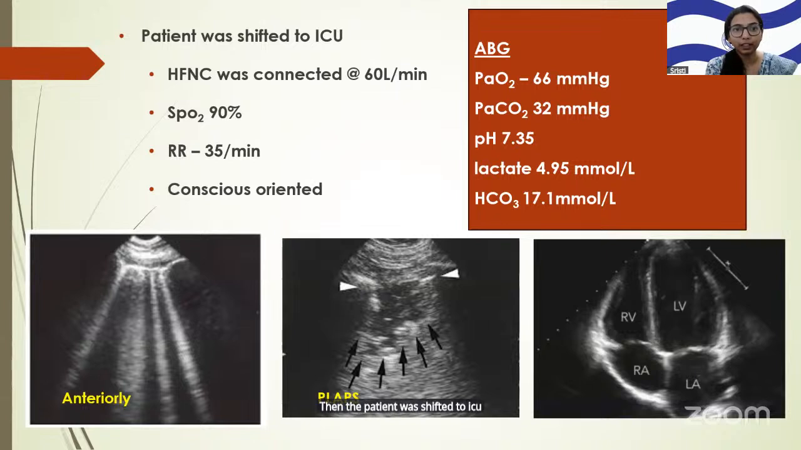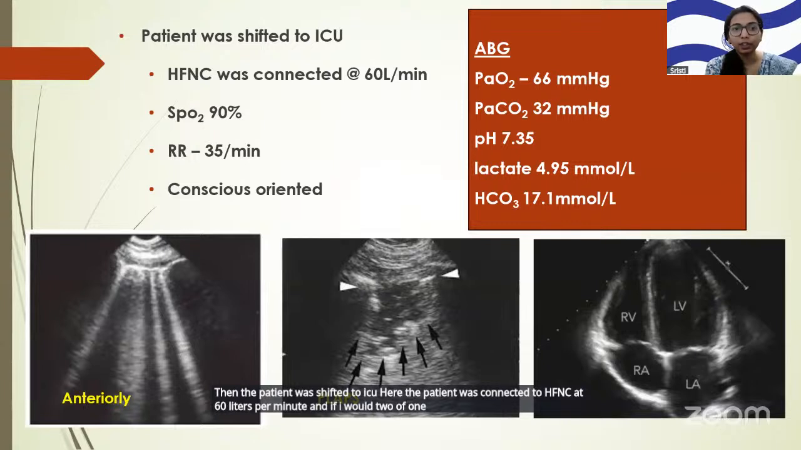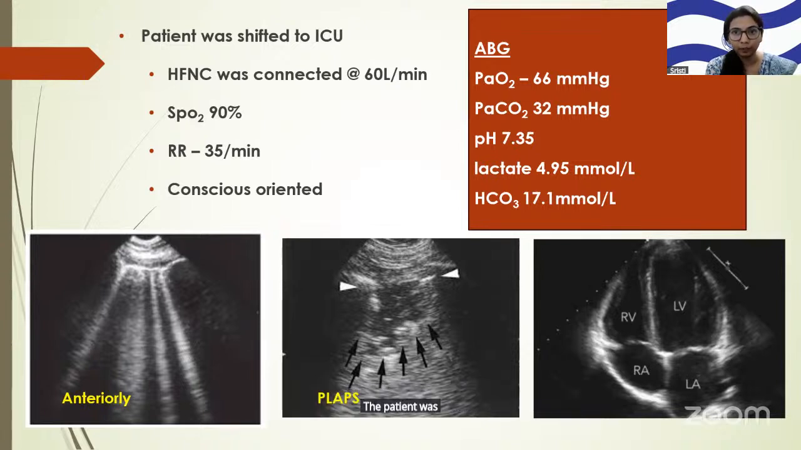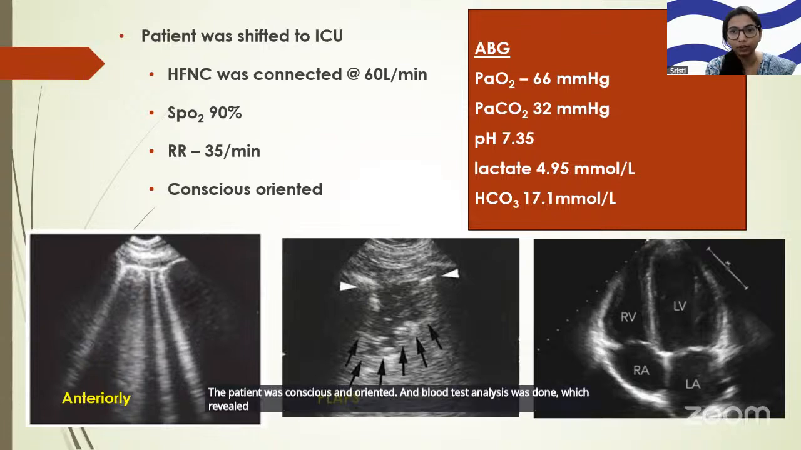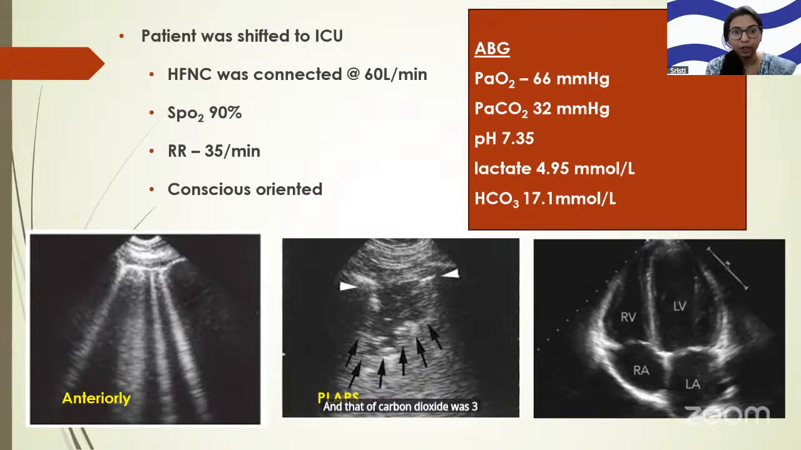Here the patient was connected to HFNC at 60 liters per minute and FiO2 of 1. The saturation improved to 90% and the respiratory rate to 35 breaths per minute. The patient was conscious and oriented. And blood gas analysis was done, which revealed the partial pressure of oxygen to be 66 millimeters of mercury, and that of carbon dioxide was 32 millimeters of mercury. Point of care ultrasonography was done.